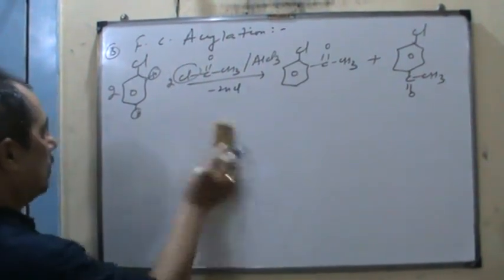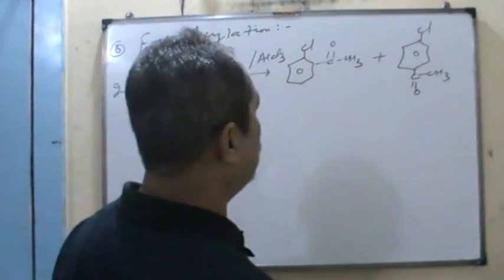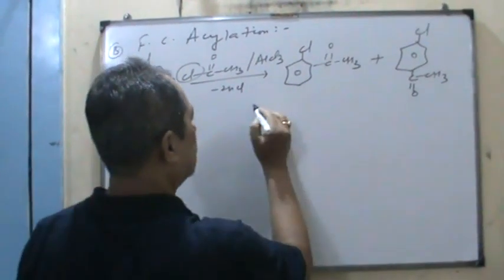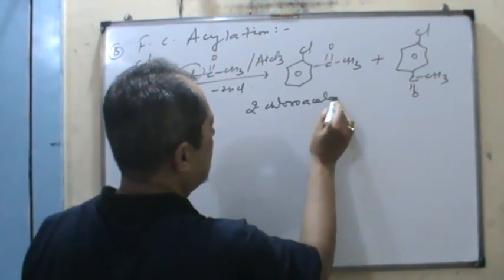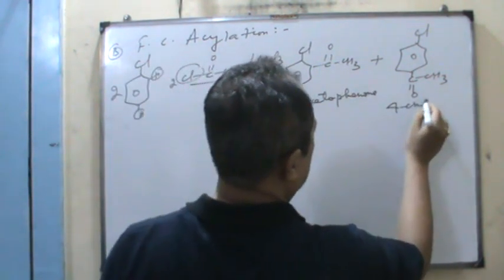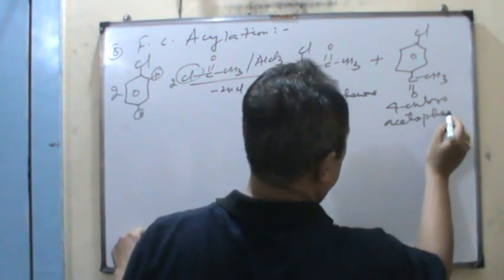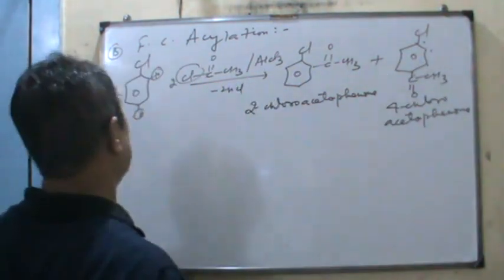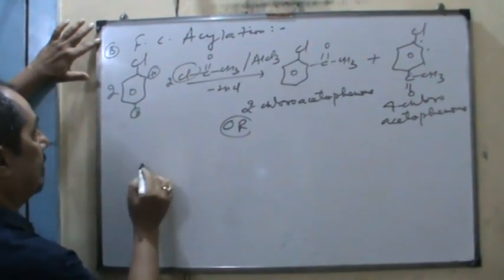So see, 2-chloroacetophenone, 1, 2, 3, 4 chloroacetophenone. So this is the 2-chloroacetophenone, and this is the 4-chloroacetophenone. It is 1, 2, 3 and 4 because of the ketonic group. The same reaction can take place in presence of acetic anhydride.